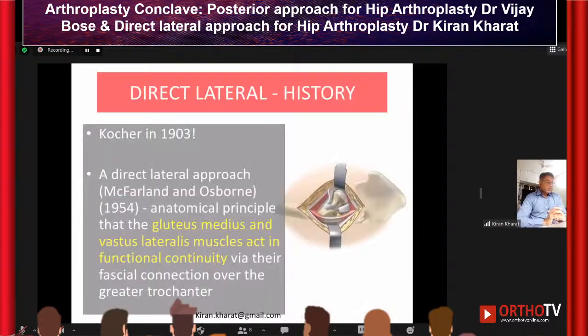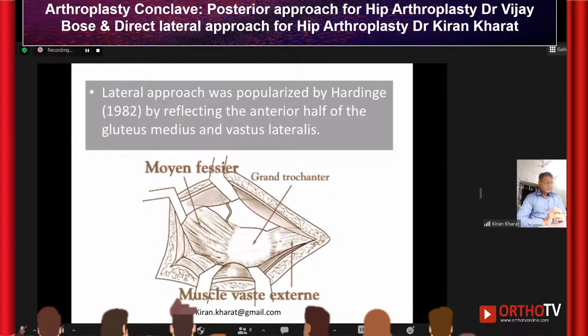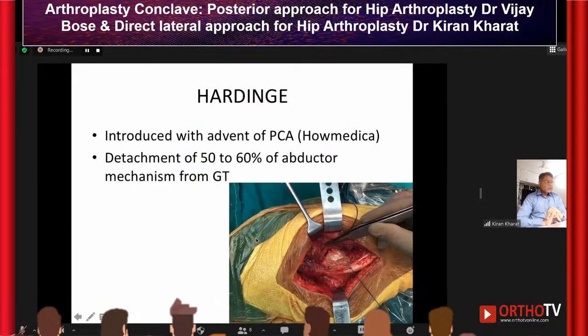Cocker described it in 1903, but McFarland and Osborne in 1954 elaborated on the anatomical principle that the gluteus medius and the vastus lateralis act in functional continuity by their connection over the greater trochanter in a very dense fascial sheath, as you can see in this diagram out over here. This is the fan-shaped gluteus medius, and this is the vastus lateralis, and this is the conjoined fascial tendon. So the hard hinge approach was introduced in 1982 with the advent of the PCA hip by Howmedica, and the original approach described to elevate about 50 to 60% of the abductor from the greater trochanter.